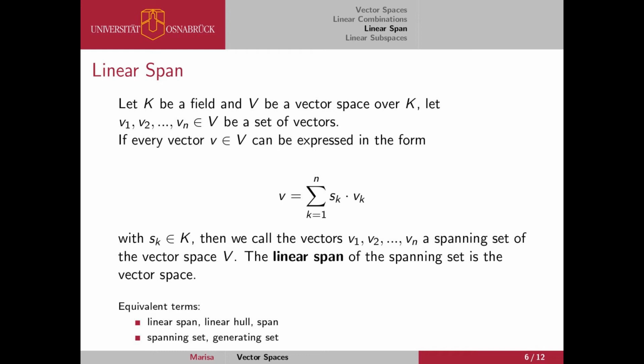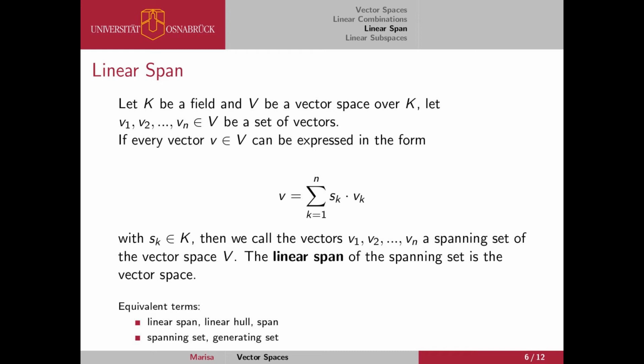And then we also say that the linear span of these vectors, so the linear span of the spanning set, is the vector space V. This sounds more complicated than it actually is. Let us look at the formula again. What we see is a sum, and inside of the sum we have vectors, which are weighted by scalars. So you might recognize this already. This is a linear combination of the vectors v1 until vn.